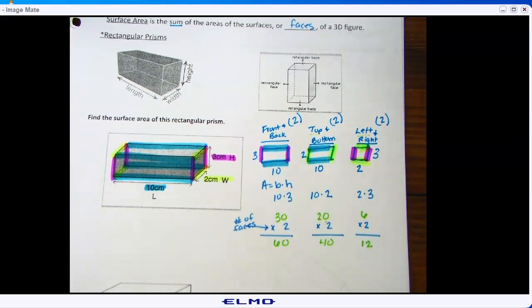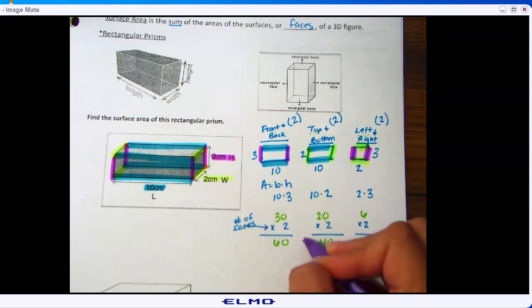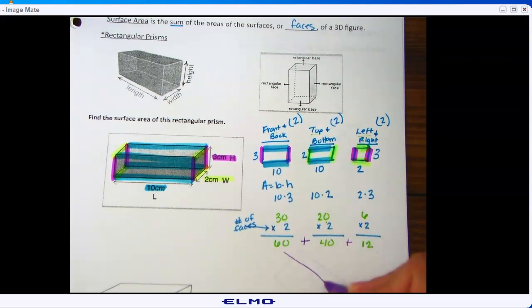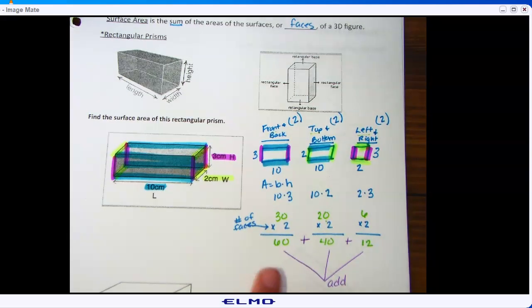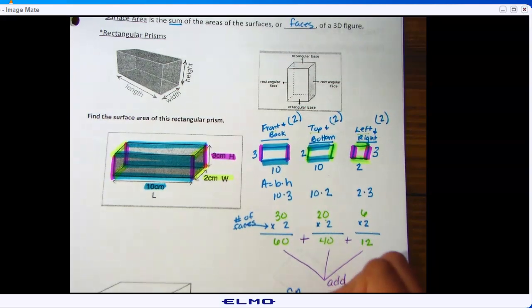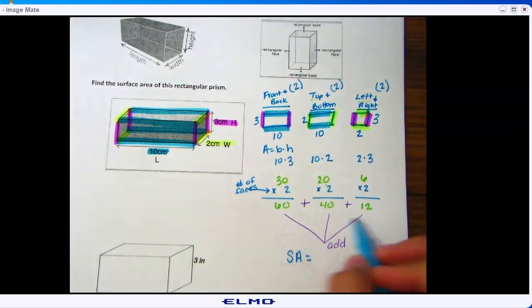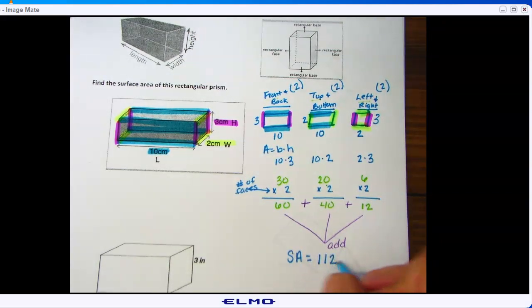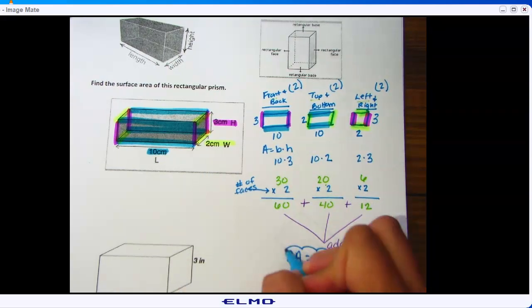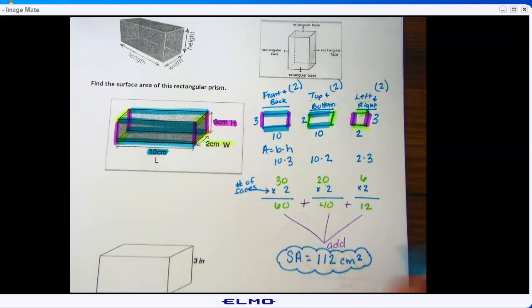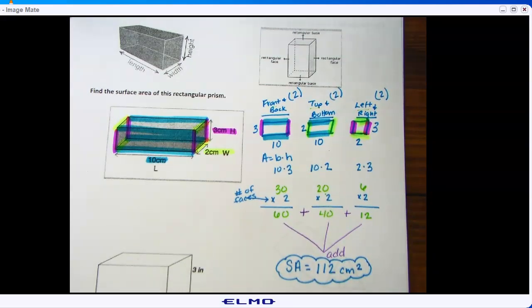And then, like our composite figures, our last step is to add. So we add 60 and 40, which is 100, plus 12 would be 112. So the surface area, SA, equals 112 centimeters squared. Area is squared. And that's how you find the surface area of a rectangular prism.